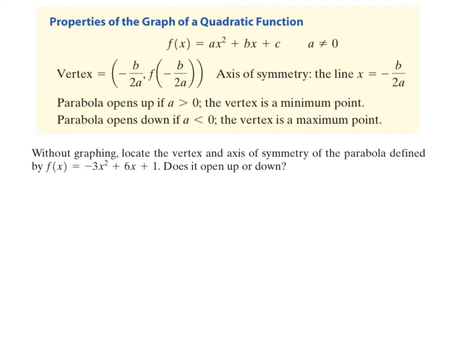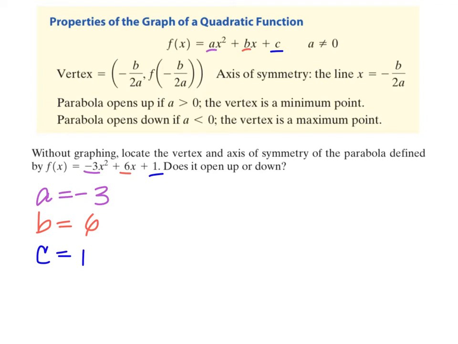Now let's apply that information to this example. Without graphing, locate the vertex and axis of symmetry of the parabola defined by this function here, and does it open up or down? So we need to identify our a, b, and c values. Most parabolas and quadratic functions are written in order, meaning that the highest power goes first, the second highest power second, etc. But always check to see if your function is written in a different order, because that's going to change your a, b, and c values. All right, so this is written in order, thankfully. So a is negative 3, b is 6, and c is 1.